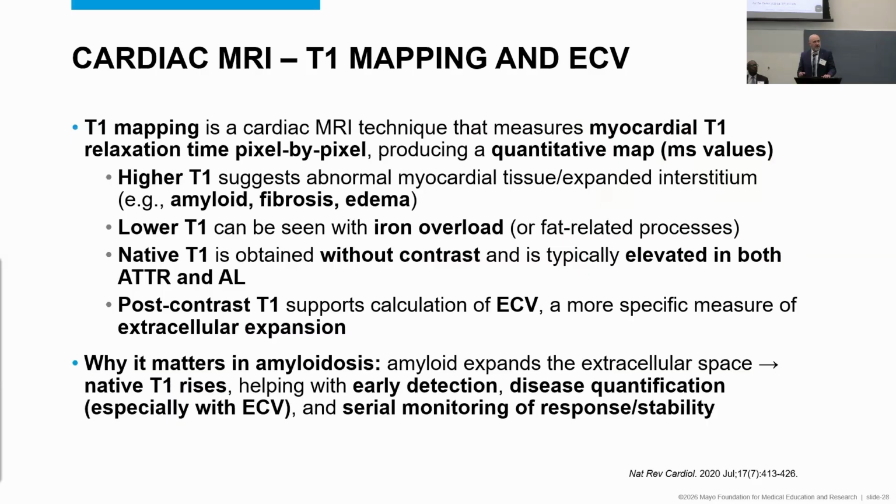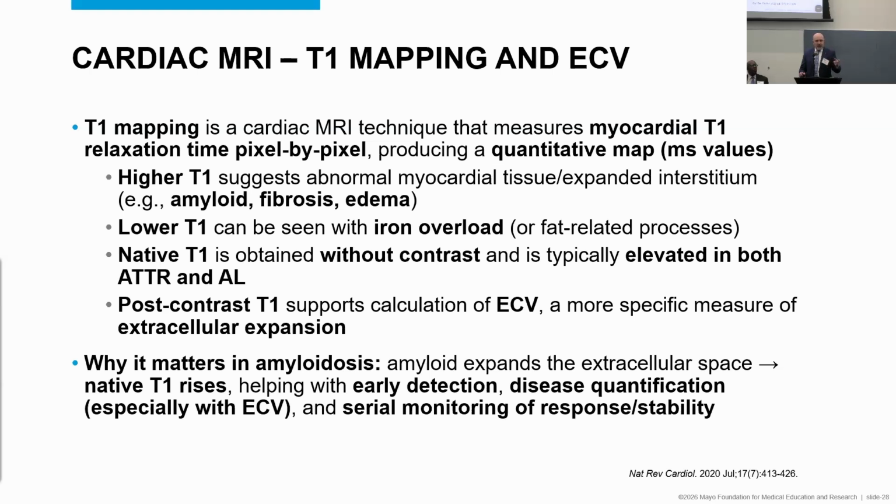When we're looking at this from a cardiac standpoint, myocardial T1 is a relaxation time when we're looking at it pixel to pixel. And again, it allows us to get a quantitative map. With higher T1, we're thinking about amyloid, fibrosis, edema. And with lower T1, we're thinking about iron overload, which is not going to be the focus of this conversation. So native T1, before we administer contrast, is elevated in both TTR and AL.